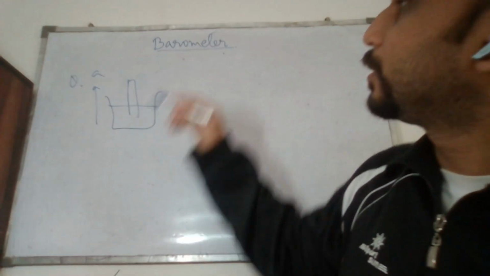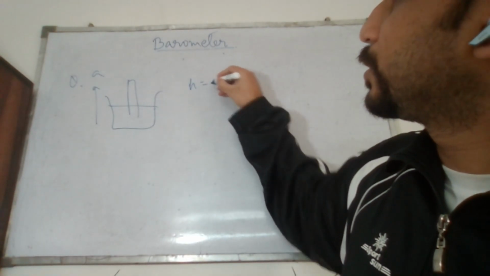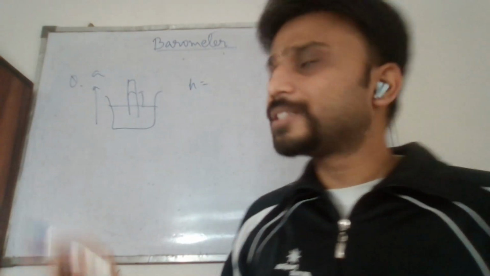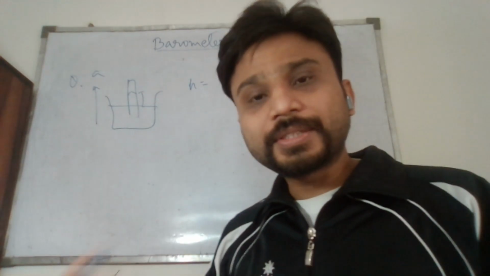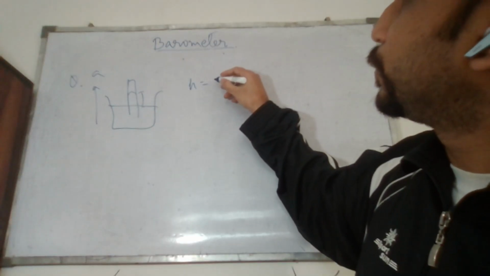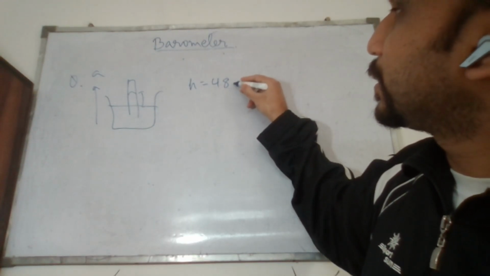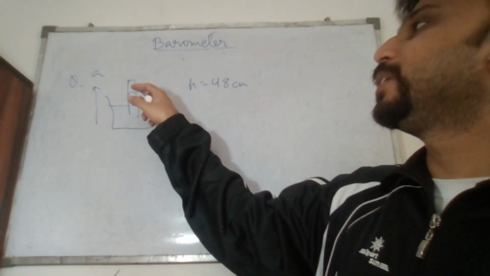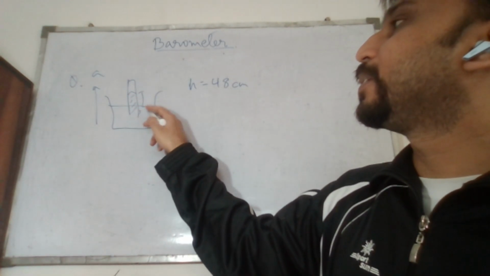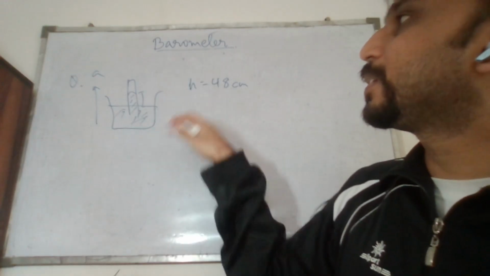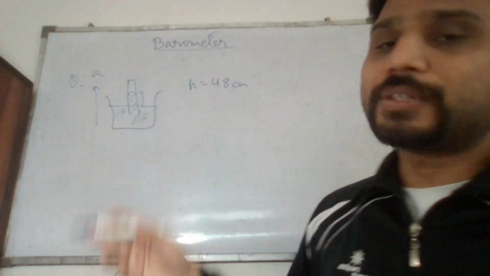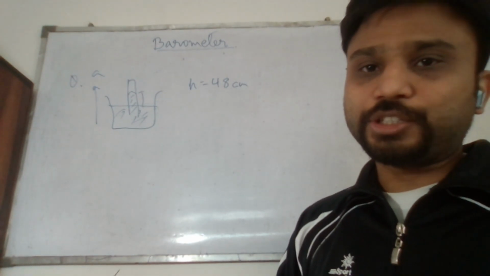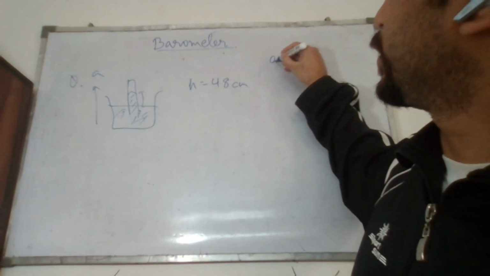And the height h of mercury in this fluid reduces to 48 centimeters. That is, the height of the mercury in this container reduces when I'm accelerating the whole setup with an acceleration A in vertically upward direction. We have to find what is A.